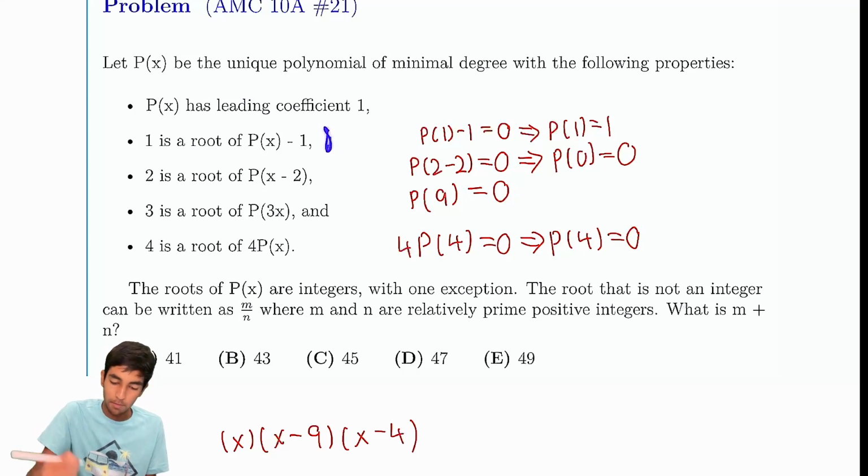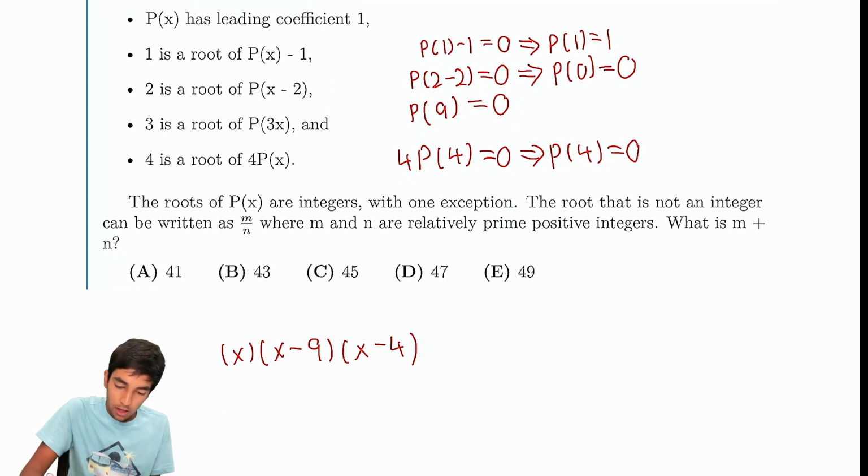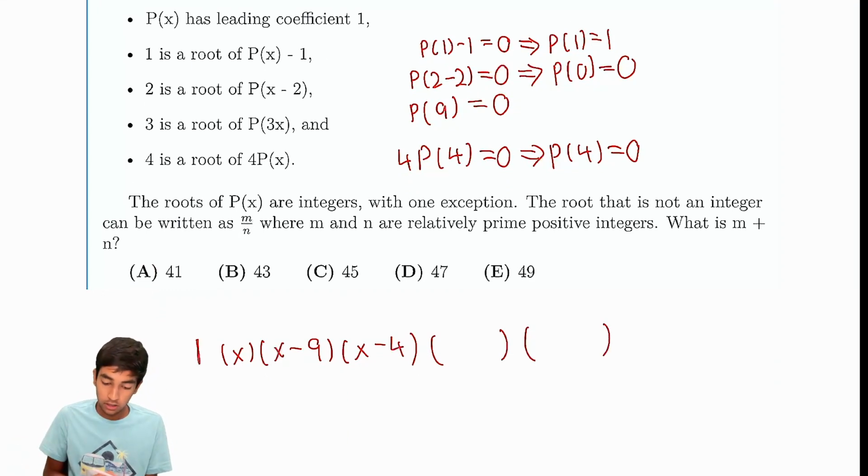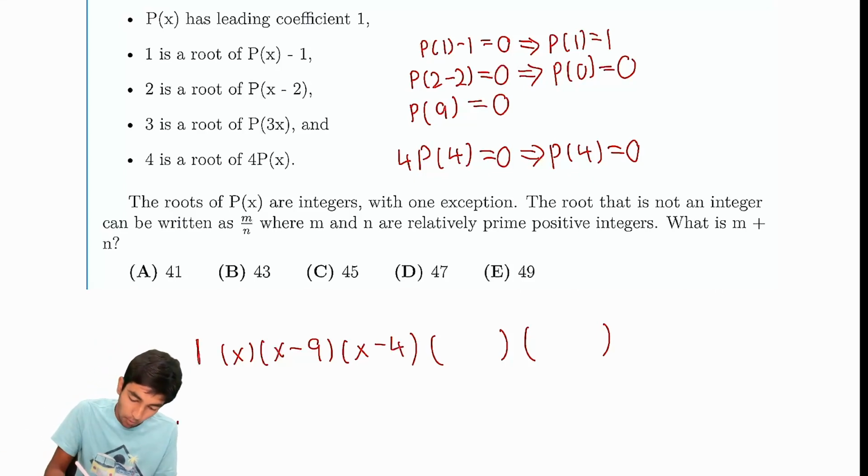Now what about this one? P of 1 equals 1. So there could be some more roots here we don't know about. So let's just plug in 1 into this polynomial, because we know that when we plug in 1 as x into this, it has to be equal to 1. So we get 1 times negative 8 times negative 3.